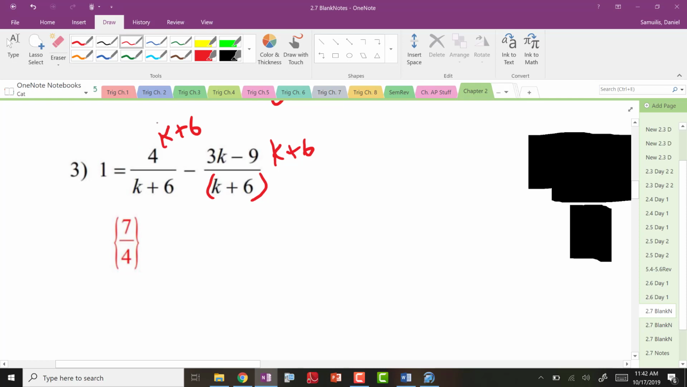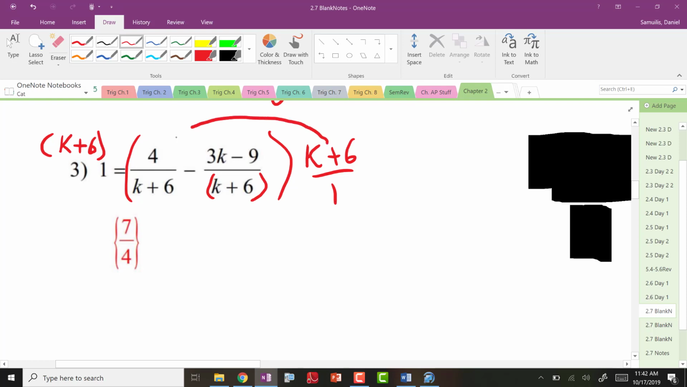Okay, so here's what's a little different. The LCD is just that k plus 6, but I'm still going to do the same thing. I'm going to multiply both sides by k plus 6. Okay, fine. Maybe you don't get what happened here. When I take this side and multiply it by k plus 6, you're actually multiplying it by k plus 6 over 1. So yes, the k plus 6 belongs up in the numerator.